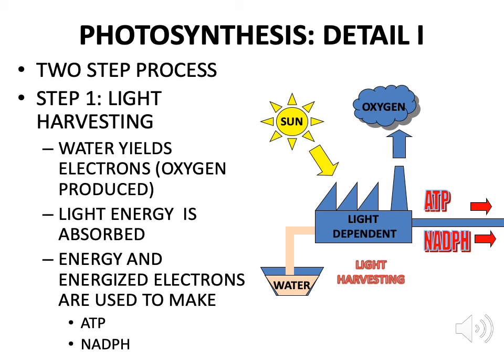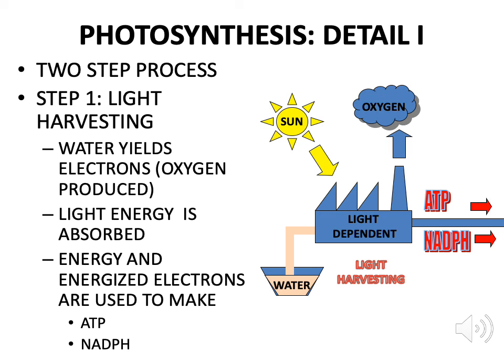So you'll notice that oxygen is being released from factory number one over there. You all learned that plants make oxygen. This is why plants make oxygen. They use water as a source of electrons. They split the water to get the electrons, and oxygen is produced and released.